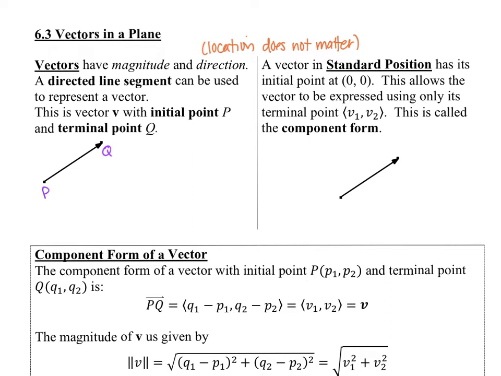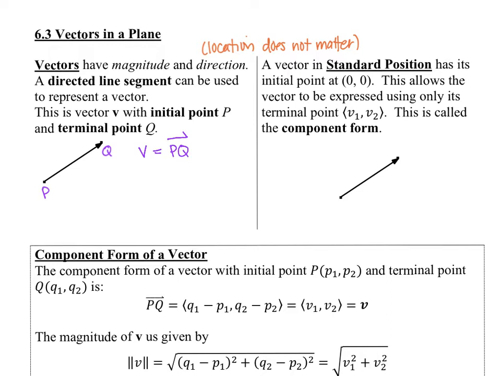For notation, I could use V to represent the vector because they told me it's a vector V. I could also call it vector PQ, and the symbol I would use is this. It just has that half an arrow, because if it had the full arrow, it would be a ray.